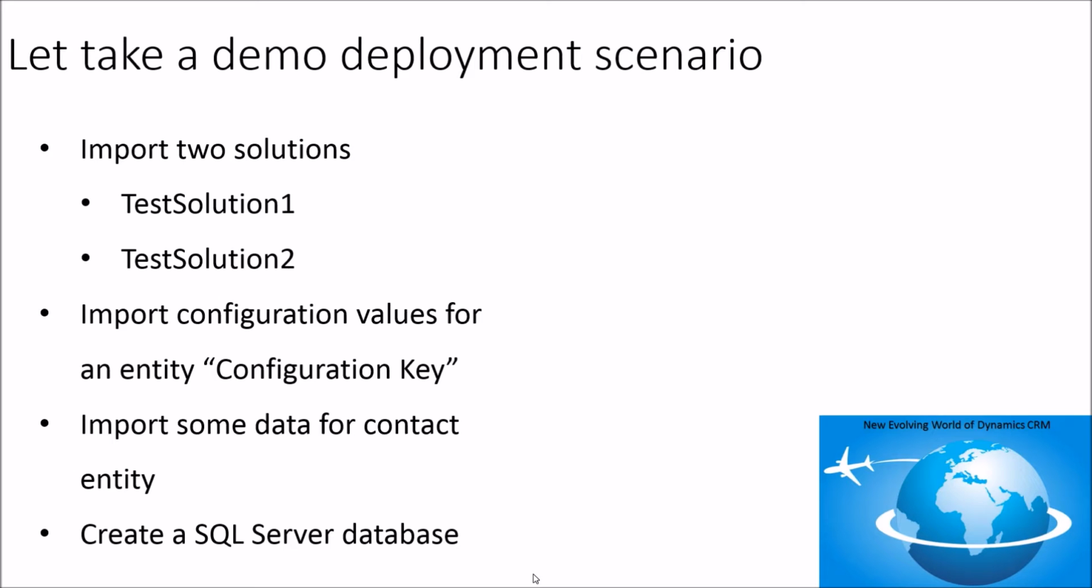So what I did in this case is I exported the configuration from my test or acceptance test environment, and now I want to move that to production. Okay, so I will go and import that configuration data. Then I will import some data for the contact entity, the out-of-box contact entity. I will go and migrate some data for that.